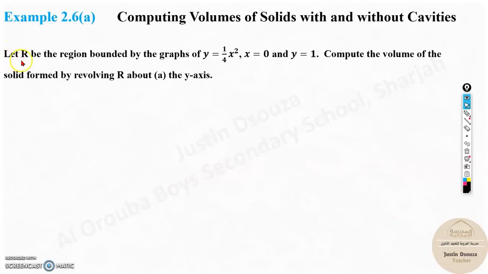Here we are given: let R be the region bounded by the graphs of y equals 1 by 4 x squared, x is equal to 0 and y is equal to 1. Compute the volume of the solid formed by revolving R about the y-axis. This is important. It's along the y-axis.